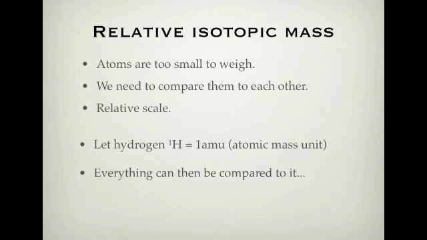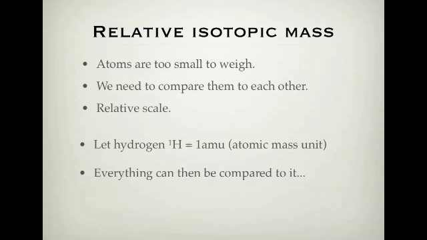We're going to start off with relative isotopic mass. The idea is that atoms are too small to weigh. Atoms are very, very tiny. You can't just take one atom and weigh it because they're so tiny. You can't see them, you can't weigh them really well. What we do is we compare the weights of atoms to each other. We get a bunch of hydrogens, and we say this weighs a certain amount, and we get a bunch of helium, and we go, well, this weighs more than that, so we have a scale that we're kind of building up.